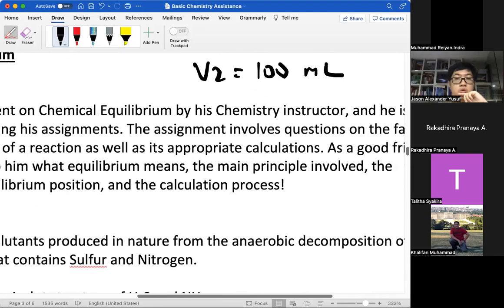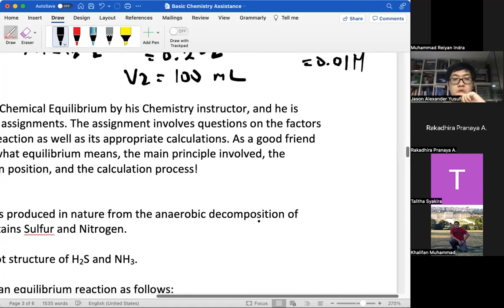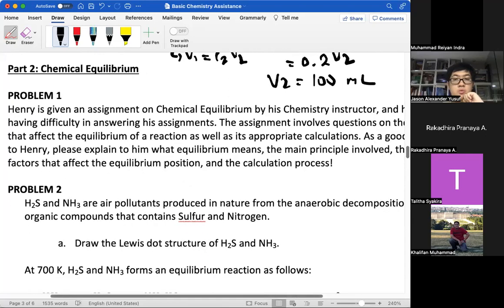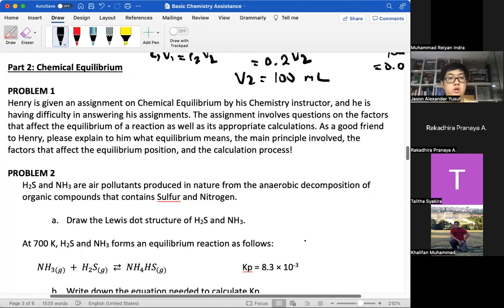And so now we're going to deal with problem 1. Problem 1 is about equilibrium, in which Henry is given an assignment on chemical equilibrium by his chemistry instructor, and he is asked to answer questions on the factors that affect the equilibrium of a reaction as well as its appropriate calculations.